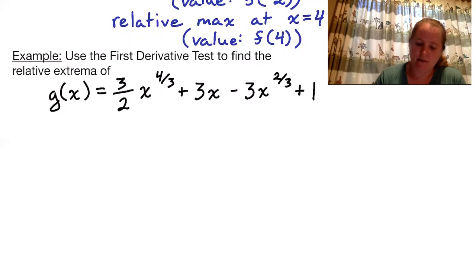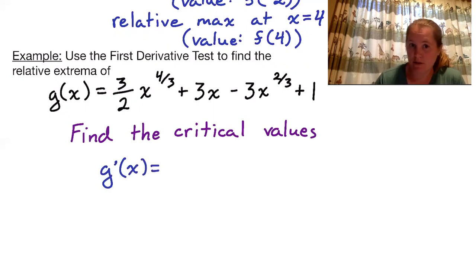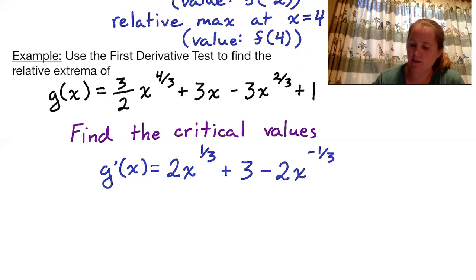So what we need to start off with is we need to find the critical values. So we will find g prime of x. If we do the power rule, 3/2 times 4/3 is 2. And then we'd have x to the 1/3. 4/3 minus 1 is 1/3. Then we would have plus 3. Then we would have minus 3 times 2/3 is 2. And we would have x to the negative 1/3. 2/3 minus 1 is negative 1/3.